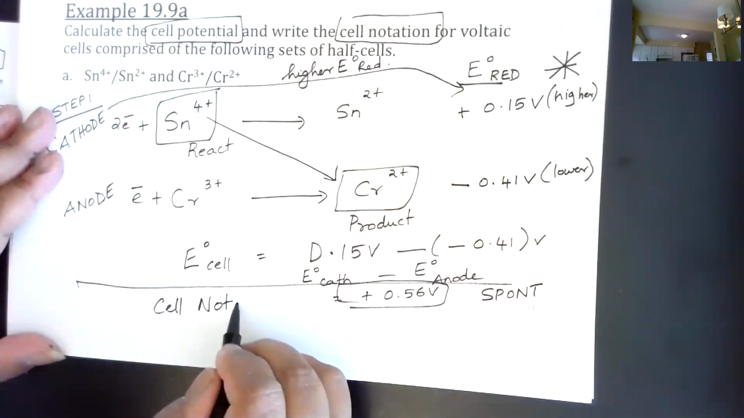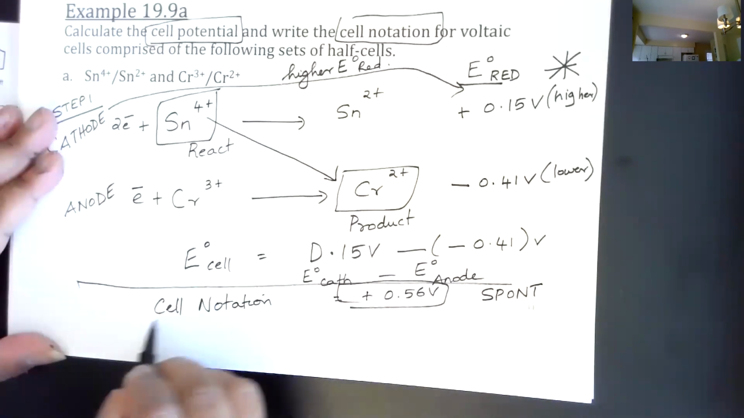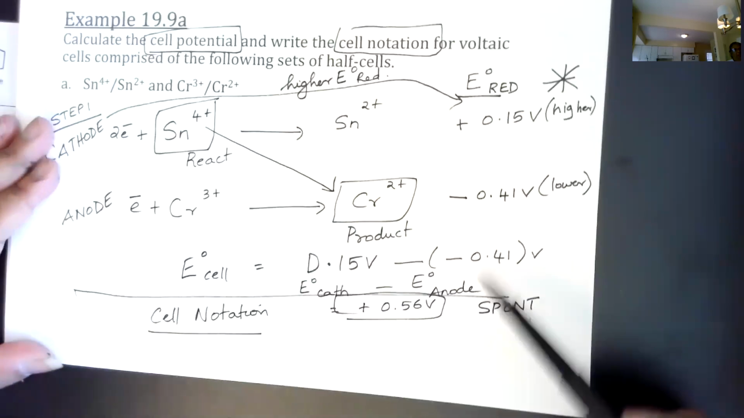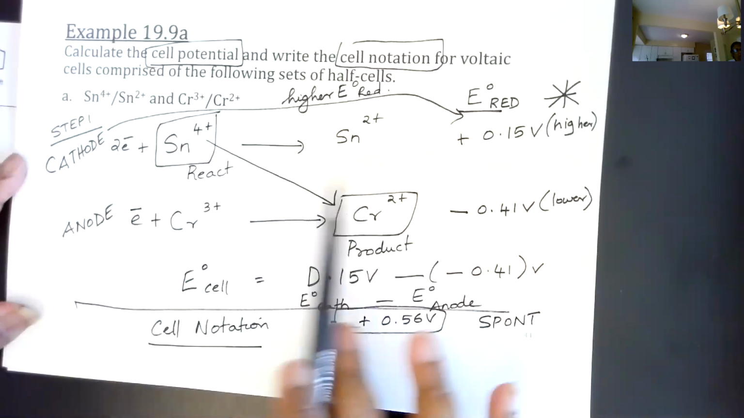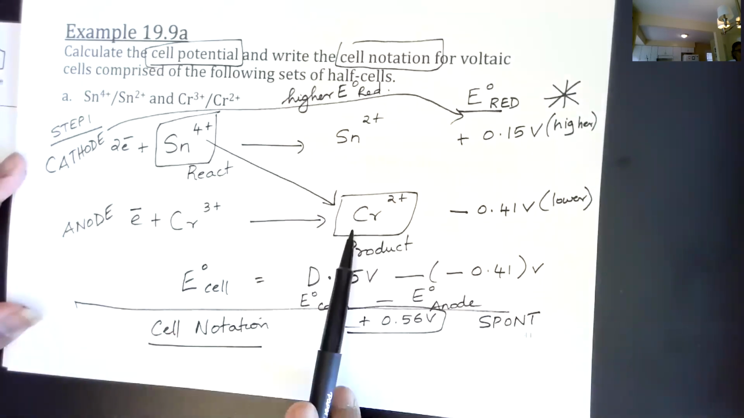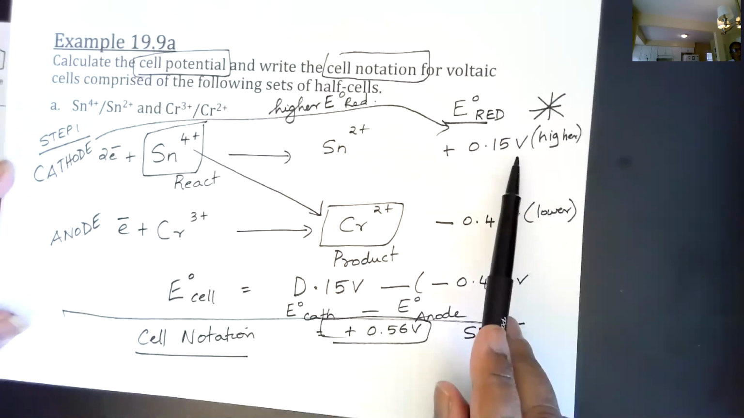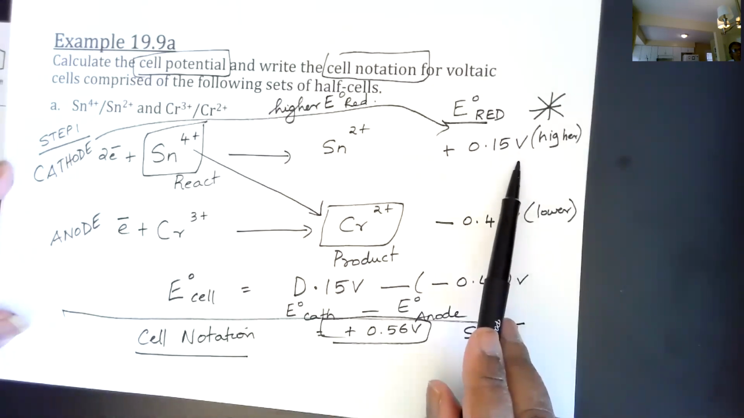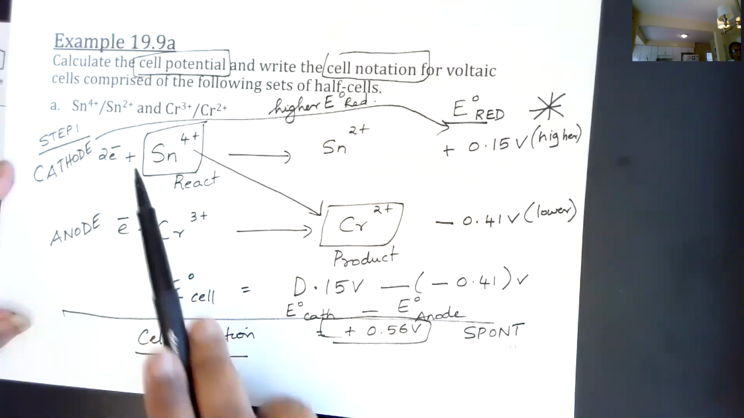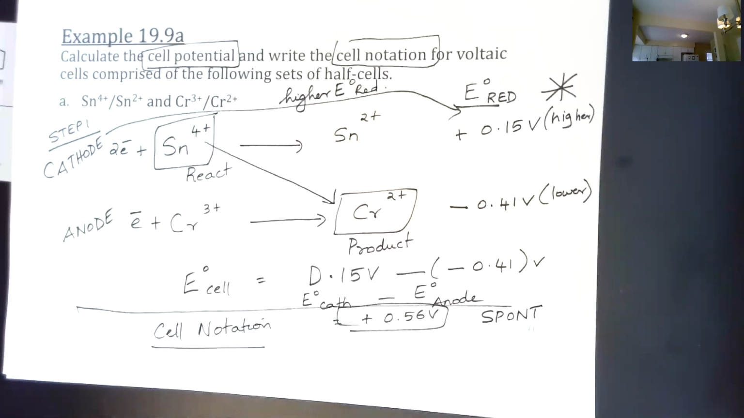Can you write the cell notation? No, both compartments. Any questions about this? I'm just following the process. This is the rule. Always put the higher one on top. And if you do, then this is your cathode and this is your anode. If you flip it, it's okay. You'll get a negative E0 cell, then flip it back.